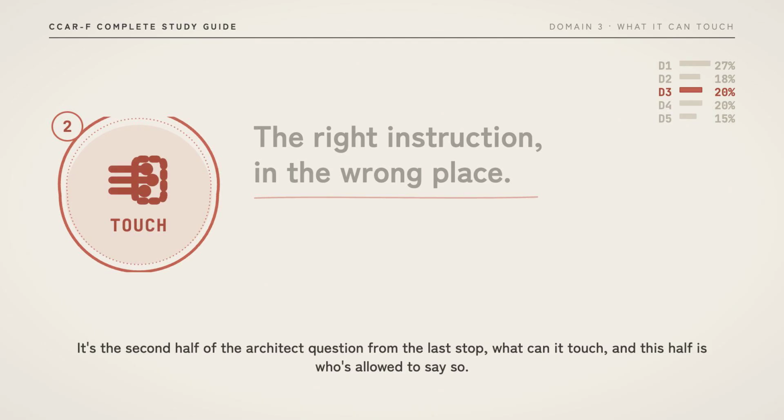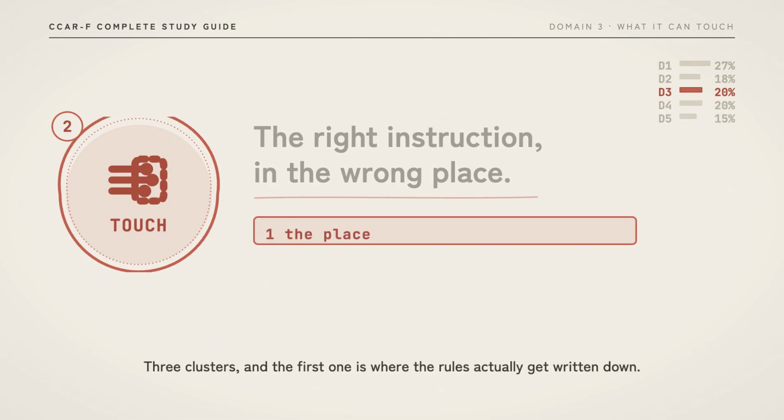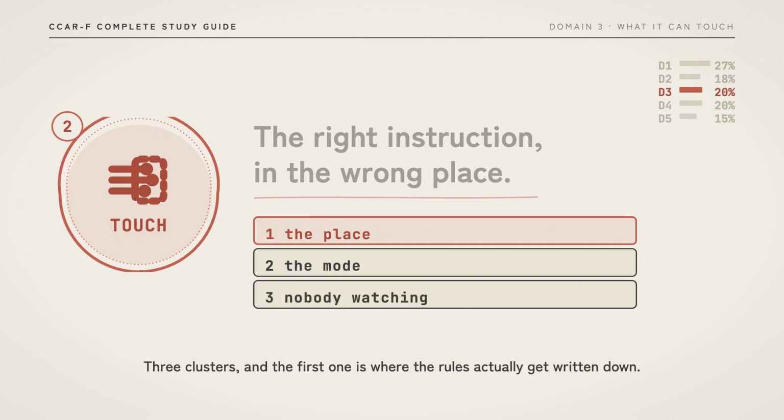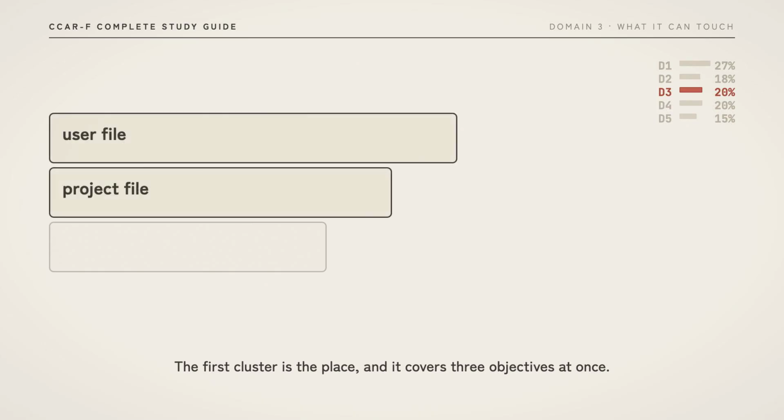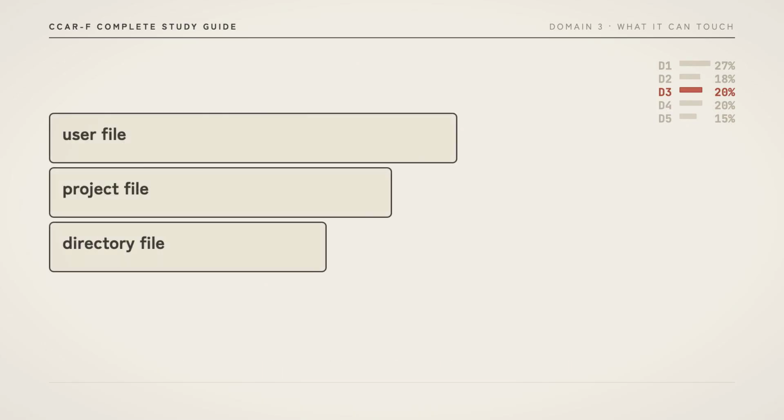It's the second half of the architect question from the last stop. What can it touch? And this half is who's allowed to say so. 3 clusters, and the first one is where the rules actually get written down. The first cluster is the place, and it covers 3 objectives at once.